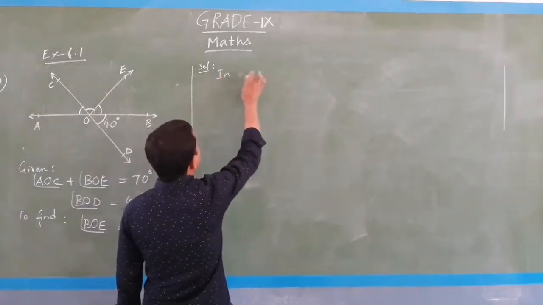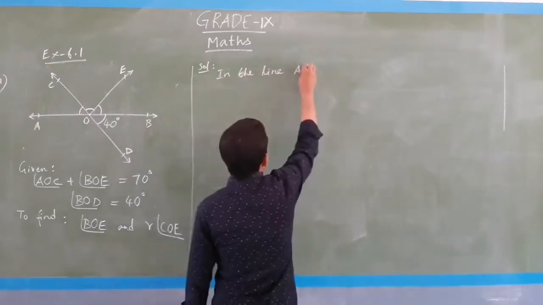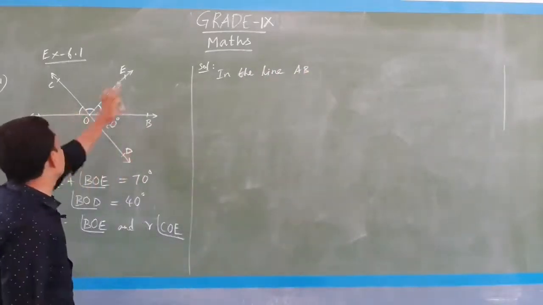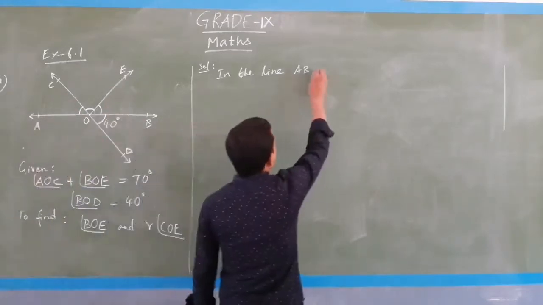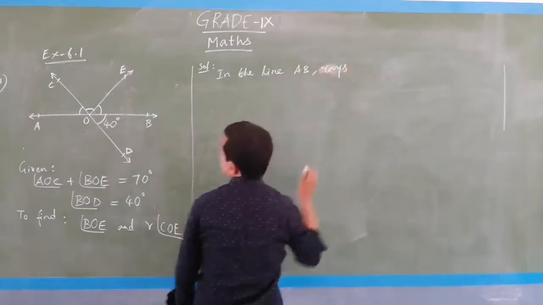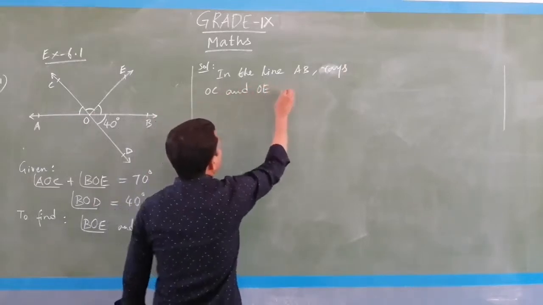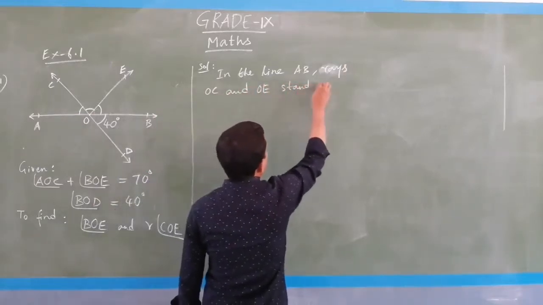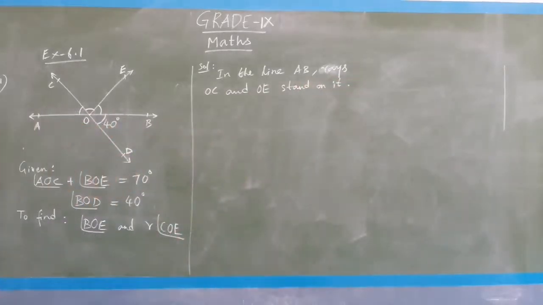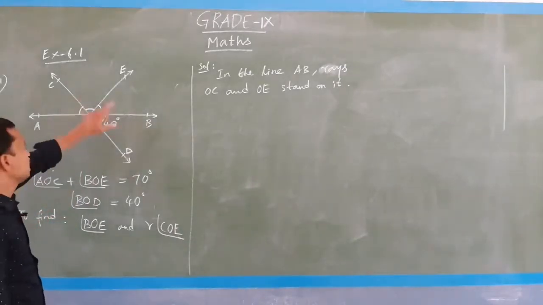In the line AB, we can take OC and OE as the two rays. Rays OC and OE stand on it. In the line AB, rays OC and OE stand on it. Therefore, we get 3 angles 1, 2, 3. Am I right? 3 angles we got it.